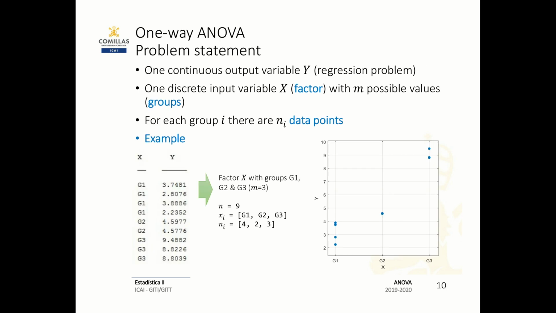Let's say that we have observations of x and y, where x takes categorical values like g1, g2, g3, and y is a continuous variable. So we have 9 observations. They are distributed in the 3 groups, with 4 samples coming from g1, these 4, then 2 samples coming from g2, and 3 samples coming from g3.